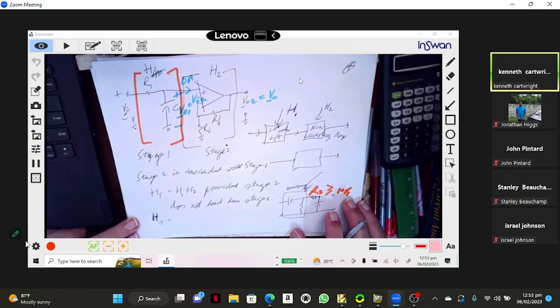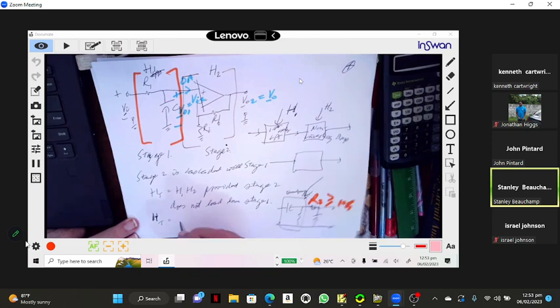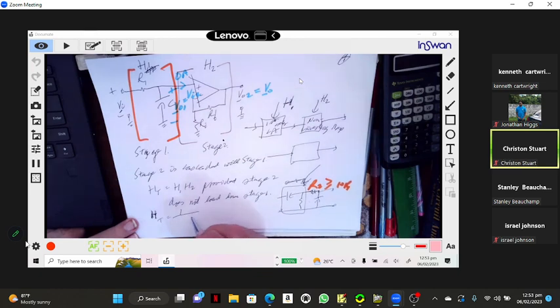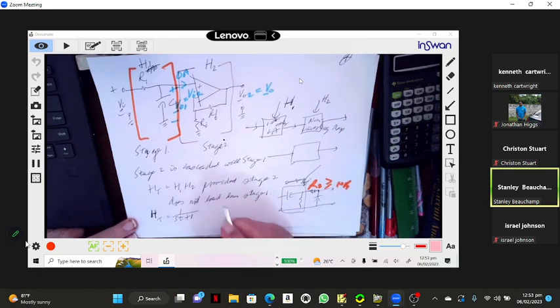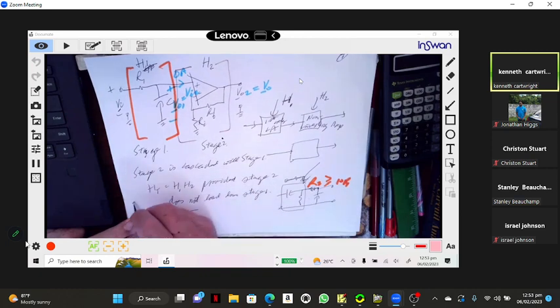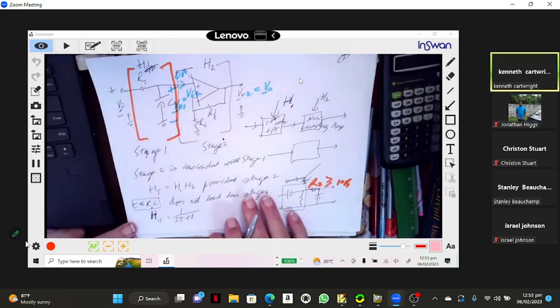Folks, what's the transfer function of a low-pass filter? Is it 1 over SC plus 1? It's 1 over S tau plus 1. And what's tau? RC. More specifically, look at the diagram. R1C. Yeah, it's R1C.